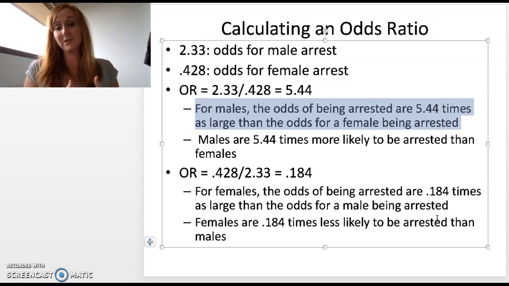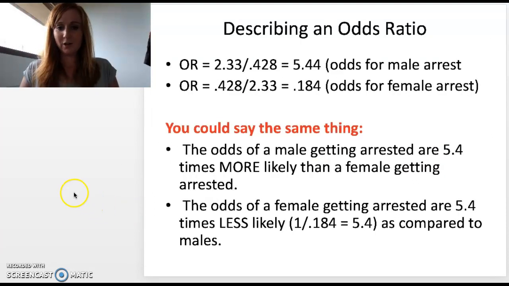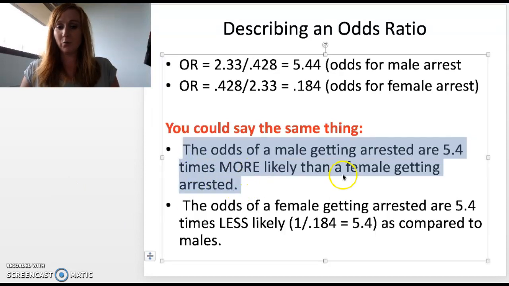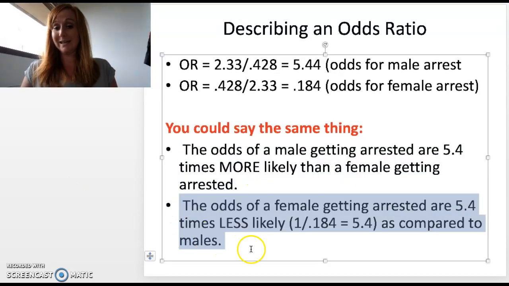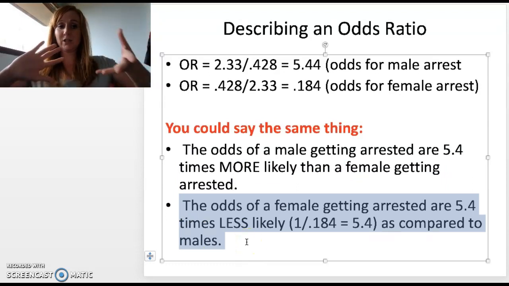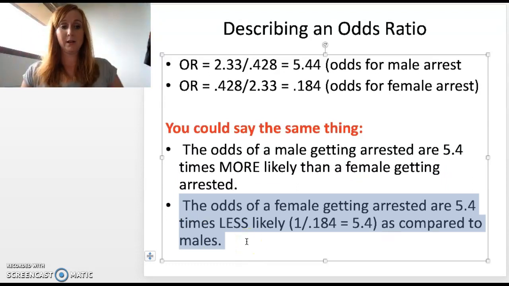So, in other words, males are 5 times more likely to be arrested than females. Or you can say that females are less likely to be arrested than males. It's really saying the same thing, just in a different way. It just depends on who you want to talk about. Do you want to talk about males first or females? Describing an odds ratio, you could say the odds of one group are more likely or the odds of the other group are less likely. It's really the same thing, just the flip of it, depending on how you want to focus your topic.